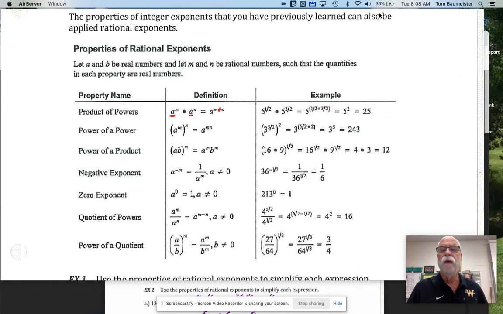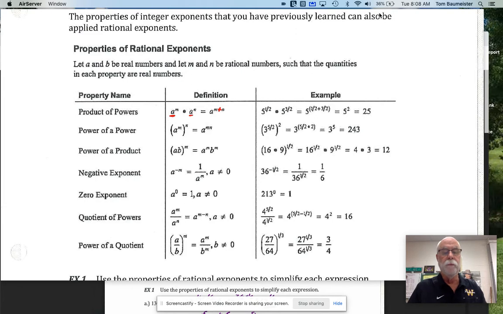So 16 raised to the 1/2 power, which is the square root of 16, is 4, and then the square root of 9 is 3. So again, that would equal 12. The negative exponent: if I have a negative exponent, I can put it on the bottom. If it's negative on the bottom, I can move it to the top. The 0 exponent: anything raised to the 0 power is equal to 1, except 0 raised to the 0 power.